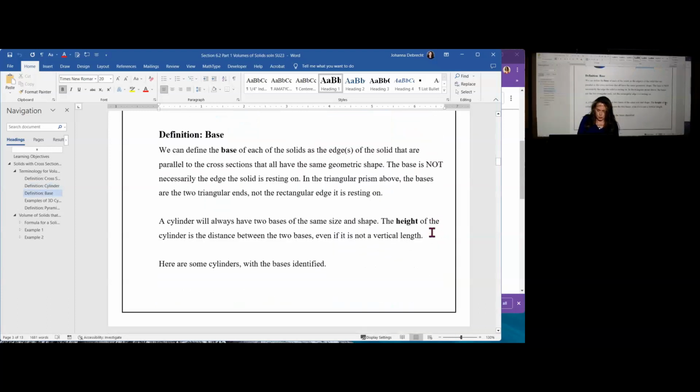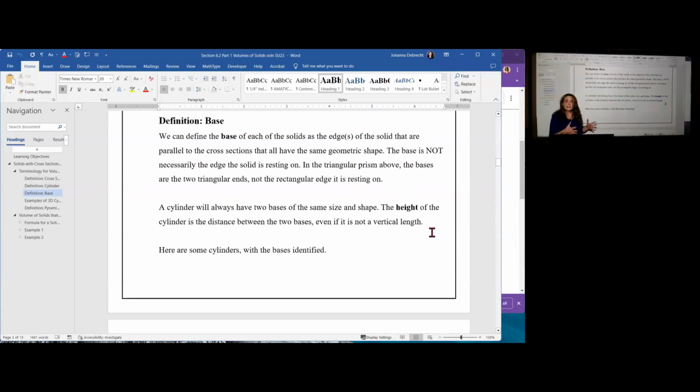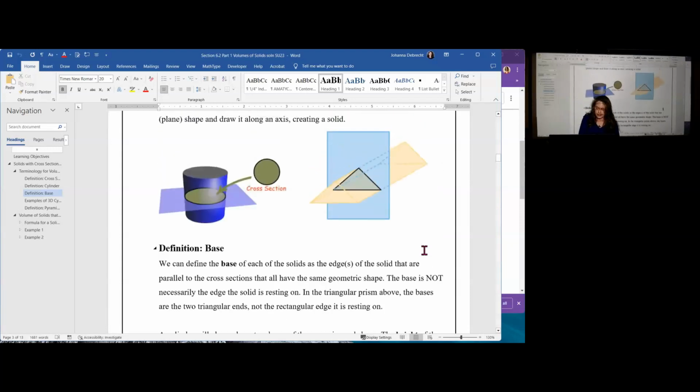The base, of course, is one of the ends of the object where all the cross sections are the same size and same shape. The base is not necessarily what it's sitting on. In the picture up here of the prism, the base is the triangular end on each side. It is not the rectangle that it's actually sitting on. Base does not mean I'm on the bottom.